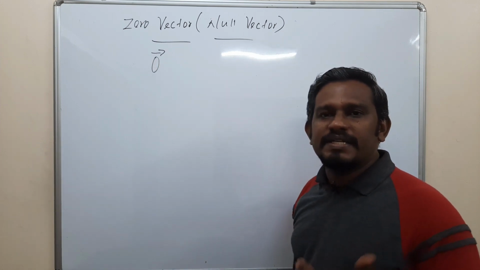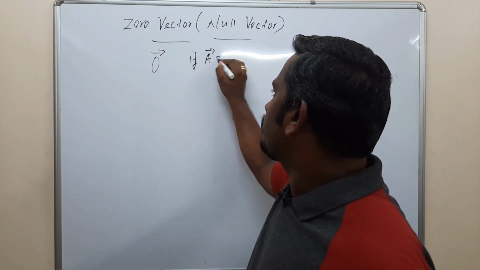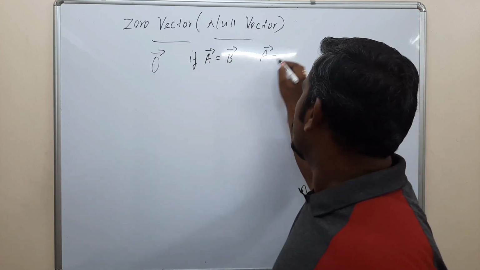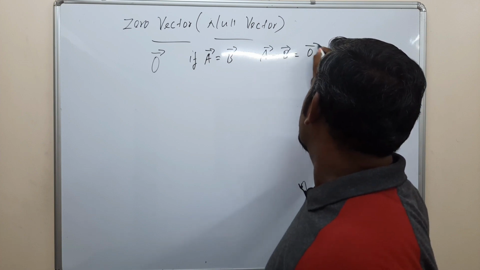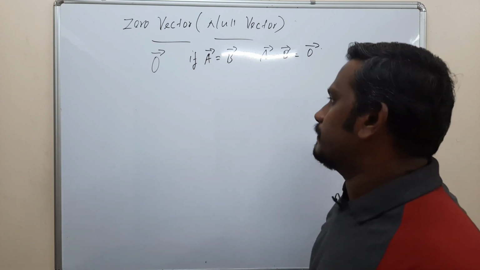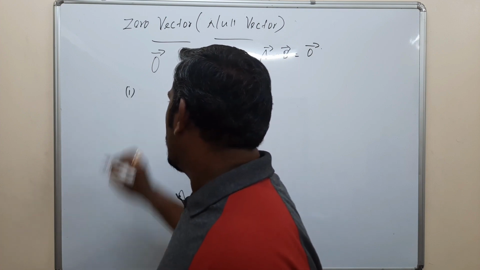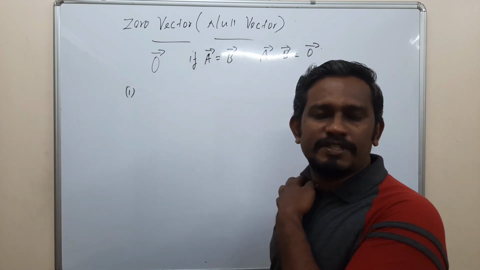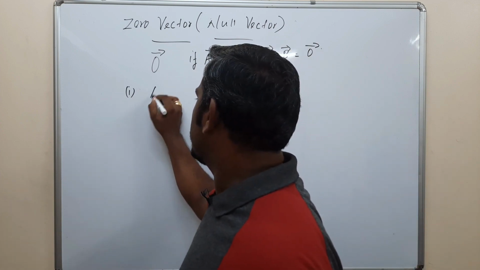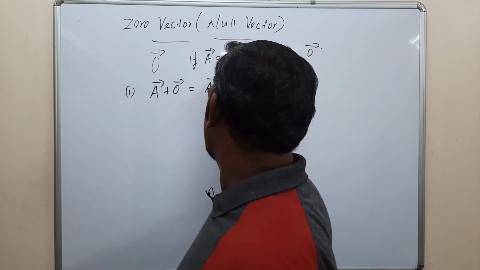What is the need of this zero vector? Suppose a vector is equal to b vector, then what about a vector minus b vector? That is equal to zero vector, which has zero magnitude and an arbitrary direction. Okay, the properties of the zero vector. First property: if a vector is added with a zero vector, we will get the same vector, a vector.